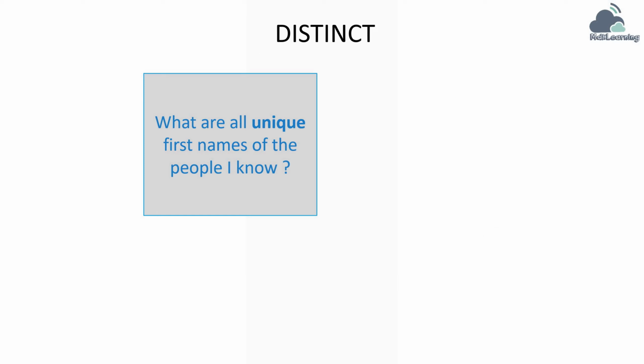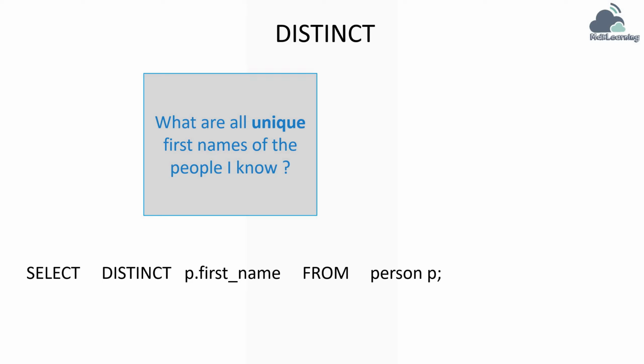If I said distinct, that is, if I said, what are all the unique first names of the people I know? This is one way to reduce the result set. The distinct keyword goes after the select, before the select list, and then the rest of the query is the same, right? So reading the query is select distinct person.firstname from person P, where P is aliasing the table name person.